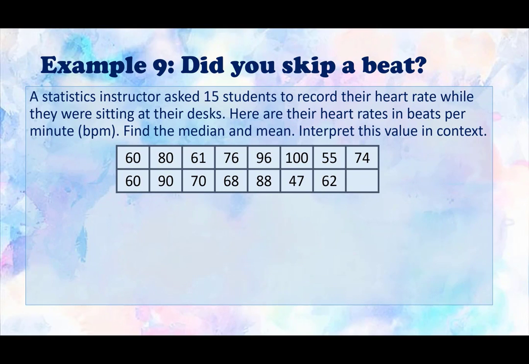So the first thing we want to do is find the median. In order to do that, we need to arrange all of the data in order. So we want to start in ascending order, putting the lowest number first, which looks like it's going to be 47. So we want to put them all in order. We're going to start with 47, and then after 47, it looks like 55.